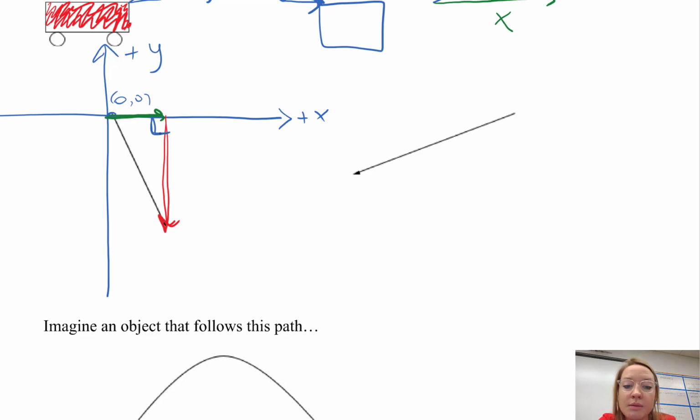So let's do one more. I want you guys to try to do this one by yourself, and try to separate this into components. That's all we're doing today. We're just taking one vector and separating it into its x parts and its y parts. So go ahead and try that one on your own.